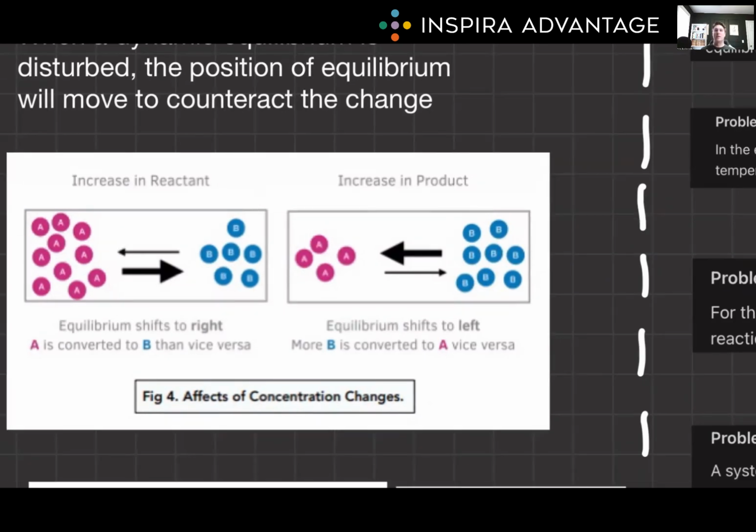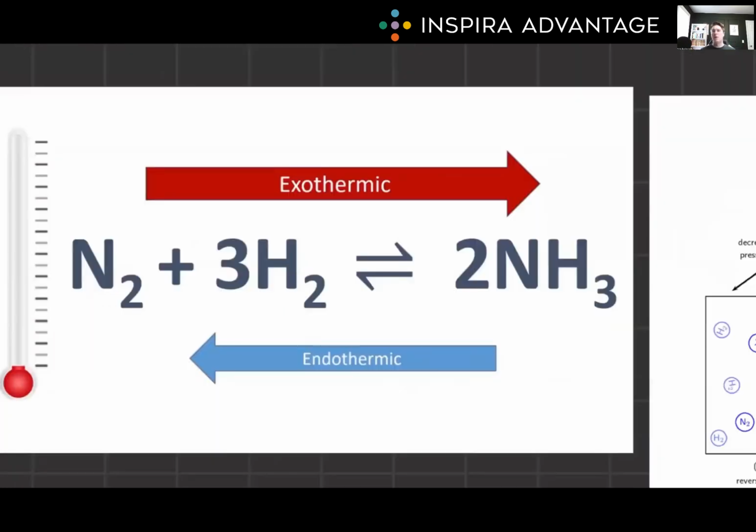When we increase the concentration of reactants, the system will shift to produce more products, counteracting the impact of the change. Conversely, increasing the product concentration will shift the equilibrium towards reactants. How about temperature? Well, increasing temperature in an endothermic reaction will shift the equilibrium to the right, producing more products. However, in an exothermic reaction, higher temperatures favor the reactants.